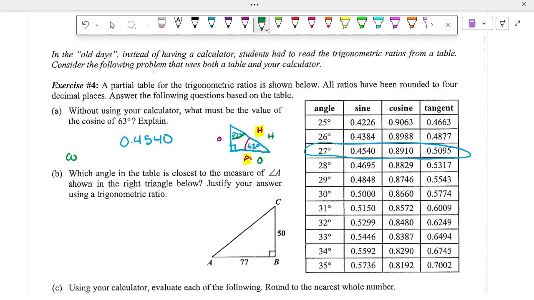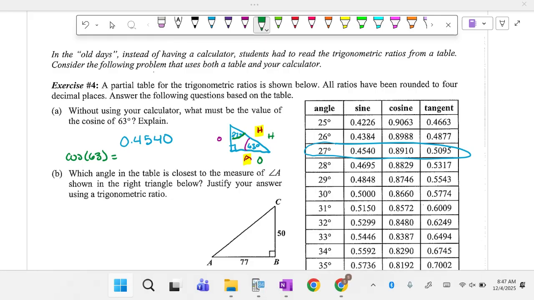So for 27, in other words, the cosine of 63 would be equal to the what of 27? Hold on, guys, I got disconnected.